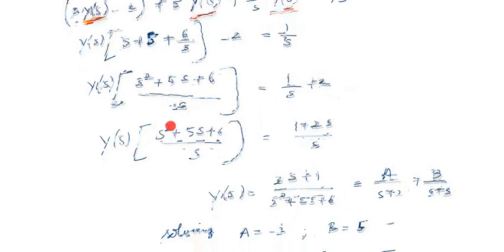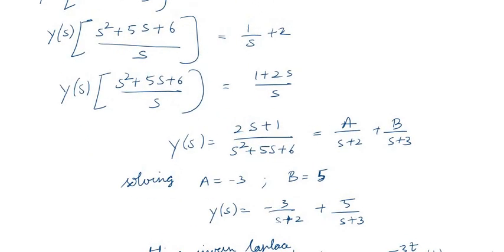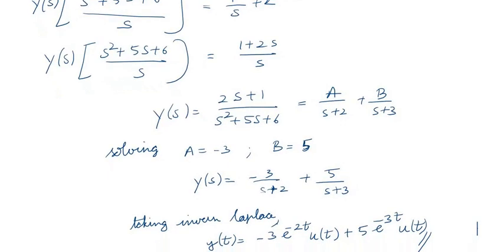Bring this term on the left-hand side to the denominator. It becomes like this. For taking partial fractions, we are splitting this into s plus 2 and s plus 3. So it is A by s plus 2 plus B by s plus 3. Solve the partial fractions. As usual, as we did in the previous problem, if you substitute s equals minus 3, we have to solve it, right?